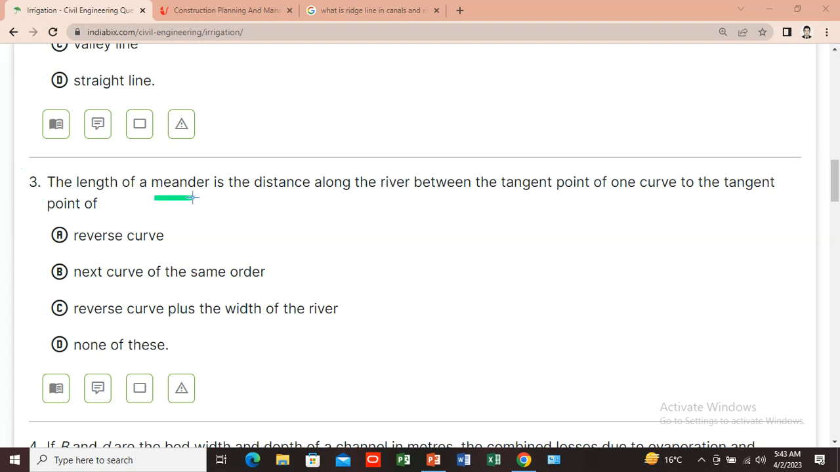So what first is meant by this meander? It's suggesting that the meander is a distance. Okay, so that's for sure, it's a distance along the river between the tangents of one point.